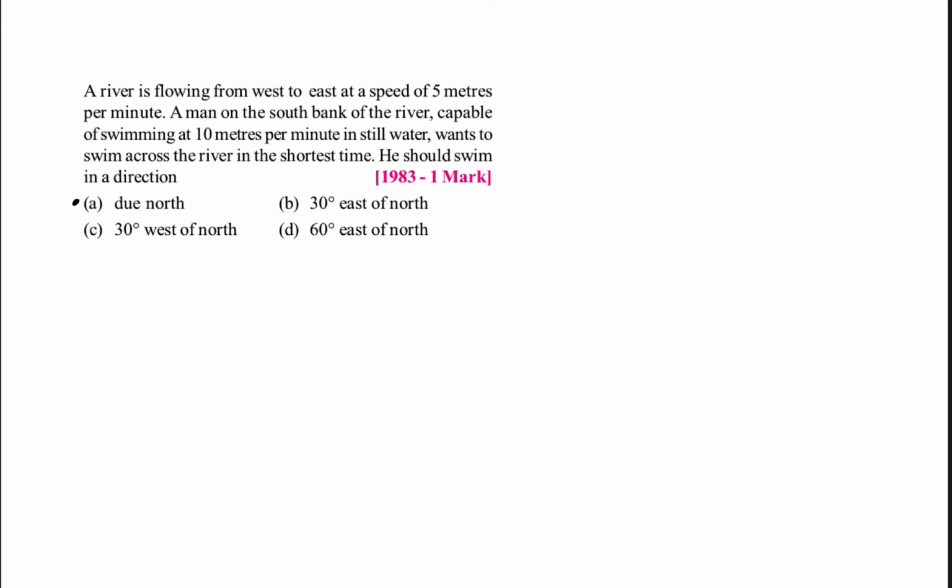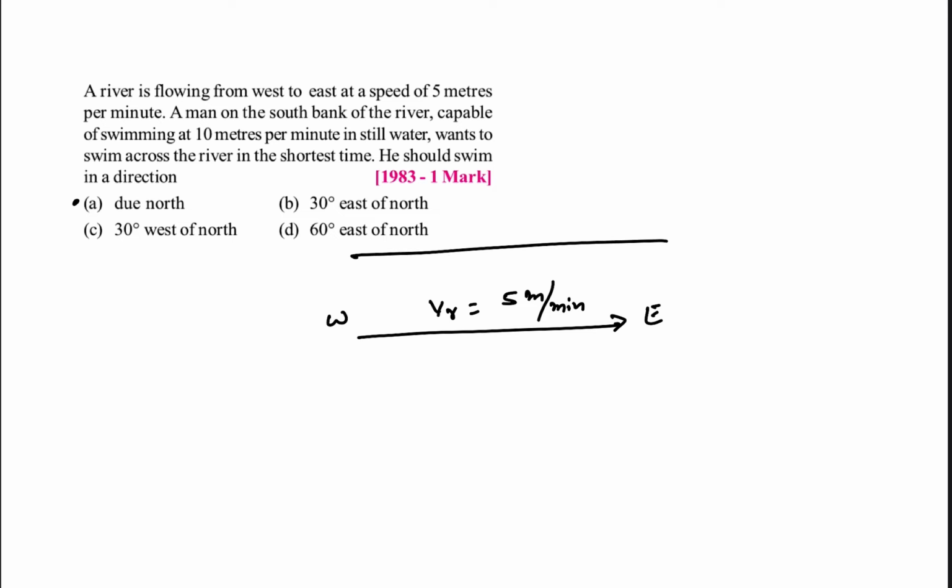Next question. This is the last question. A river is flowing from the west to east at a speed of 5 meters per minute. So you can see this is the west and this is the east. West to east it is traveling. The velocity of the river is equal to 5 meter per minute, given. Next, a man on the south bank. So you can see south bank. Let us consider this is the river, and this is the south.